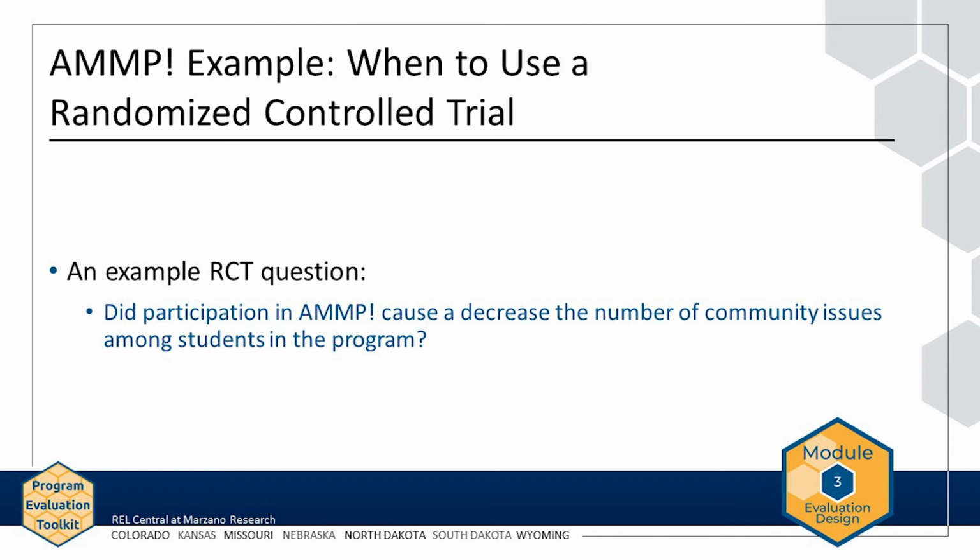The simplest way to do so is to look at the effect of intent to treat, where all students assigned to the intervention are examined, regardless of whether they participated in the intervention. Another way is to look at the effect of treatment on the treated, where all students who actually did or did not participate in the intervention are examined.